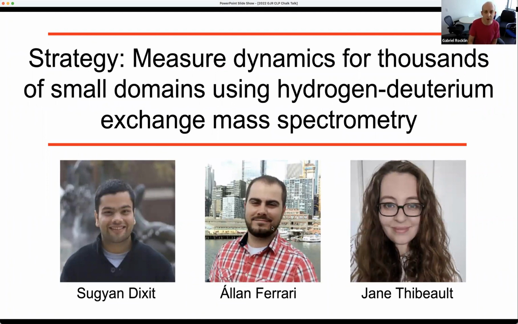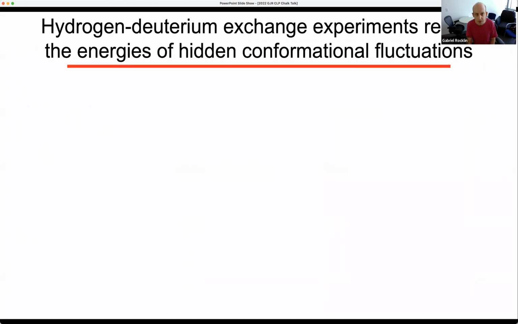And just like before, our strategy is to measure conformational fluctuations for thousands of small domains, except now, instead of using DNA sequencing, we're using mass spectrometry, and specifically the method called hydrogen exchange mass spectrometry. So, many of you are probably familiar with hydrogen exchange. If you're not, I'm just going to quickly describe it.